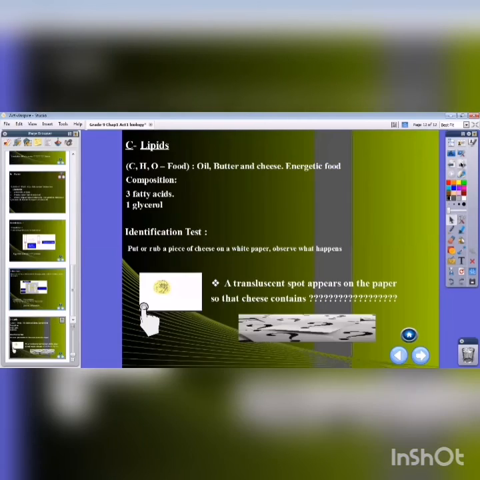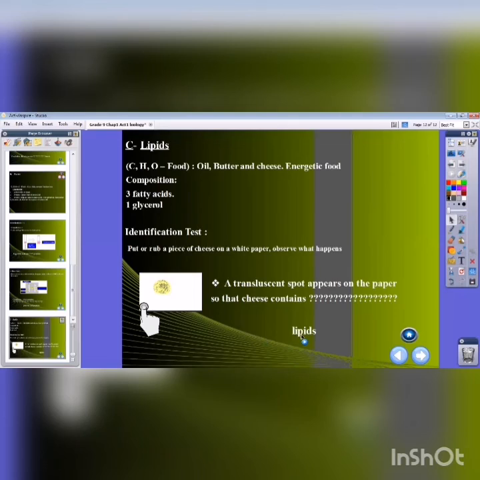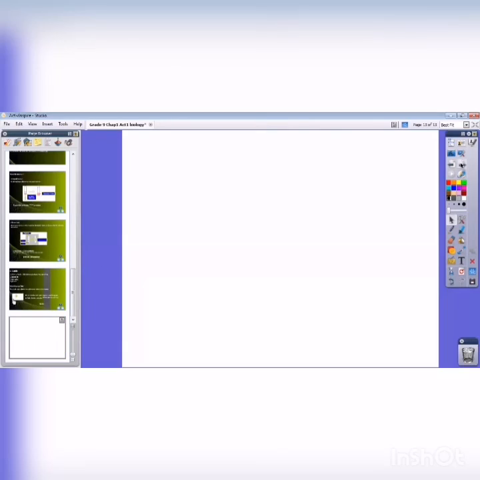Let's see now another type, the lipid of organic food, made up of 3 elements, C, H, and O. It's an energetic food. We can find it in oil, in butter, and in cheese. Each molecule of lipid is made up of 3 fatty acids and 1 glycerol. The identification test is so easy. We rub some food containing lipid, such as cheese. A translucent spot appears. This indicates that this food contains lipid.